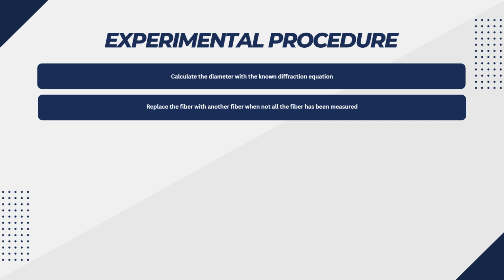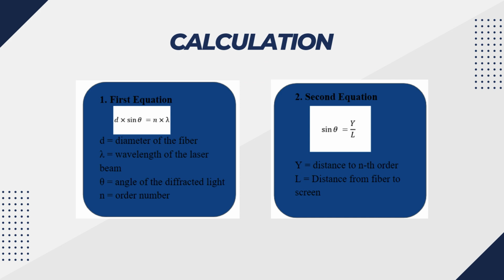Next are the 2 remaining steps: we calculate the diameter with the known diffraction equation, and then we replace the fiber if necessary, when not all the fibers have been measured.